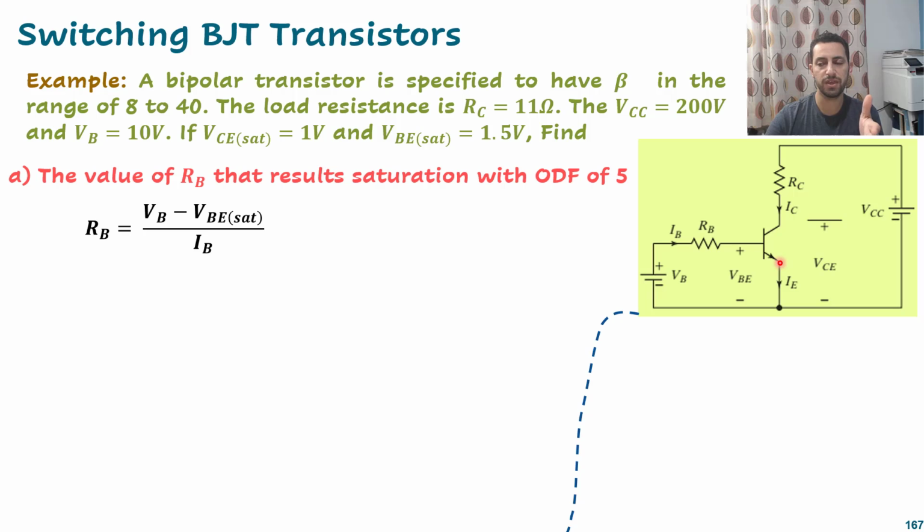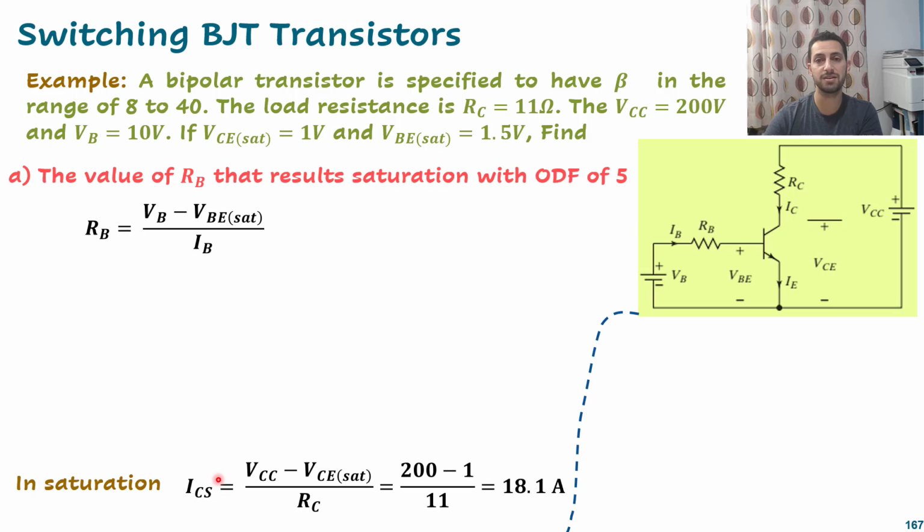What is the IB that causes saturation for my transistor? To know that, I think we should look at the collector curve first, because I need it to select IB. So the first thing is to look at the saturated collector current. In saturation, the ICS equals VCC minus VCE sat divided by RC. This is the equation for this loop. I know all the values for that one, and that gives me IC saturation of 18.1 ampere.